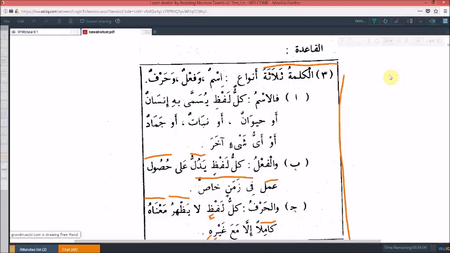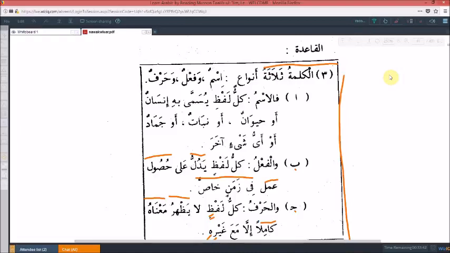So as we said, min, wa ila, wa an, wa ala, wa fi, wa rubba. We don't know what these mean until they come in a sentence. Now we can in general say min means from, ila means to, ala means on, fi means in. But when they come inside of a sentence, then we'll get the complete idea of what that word means.